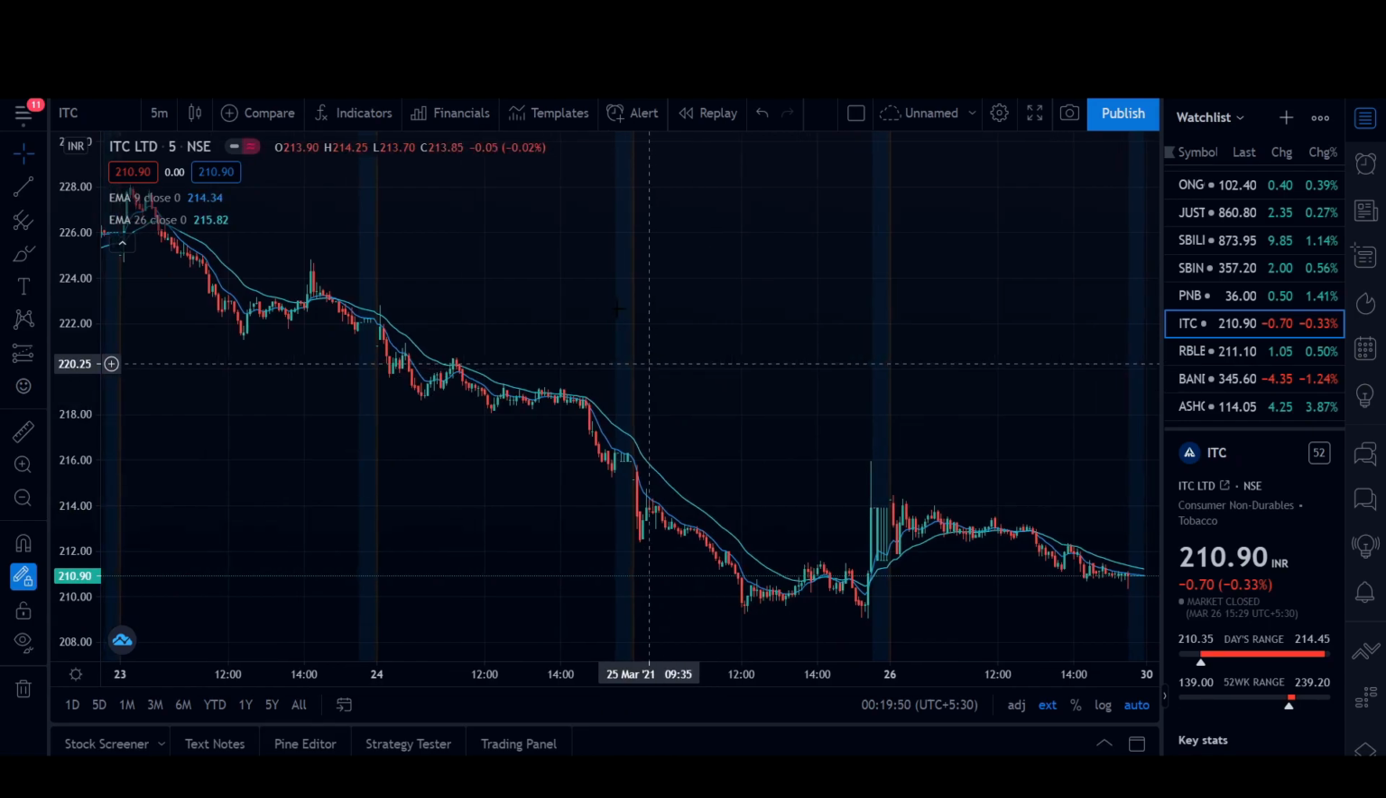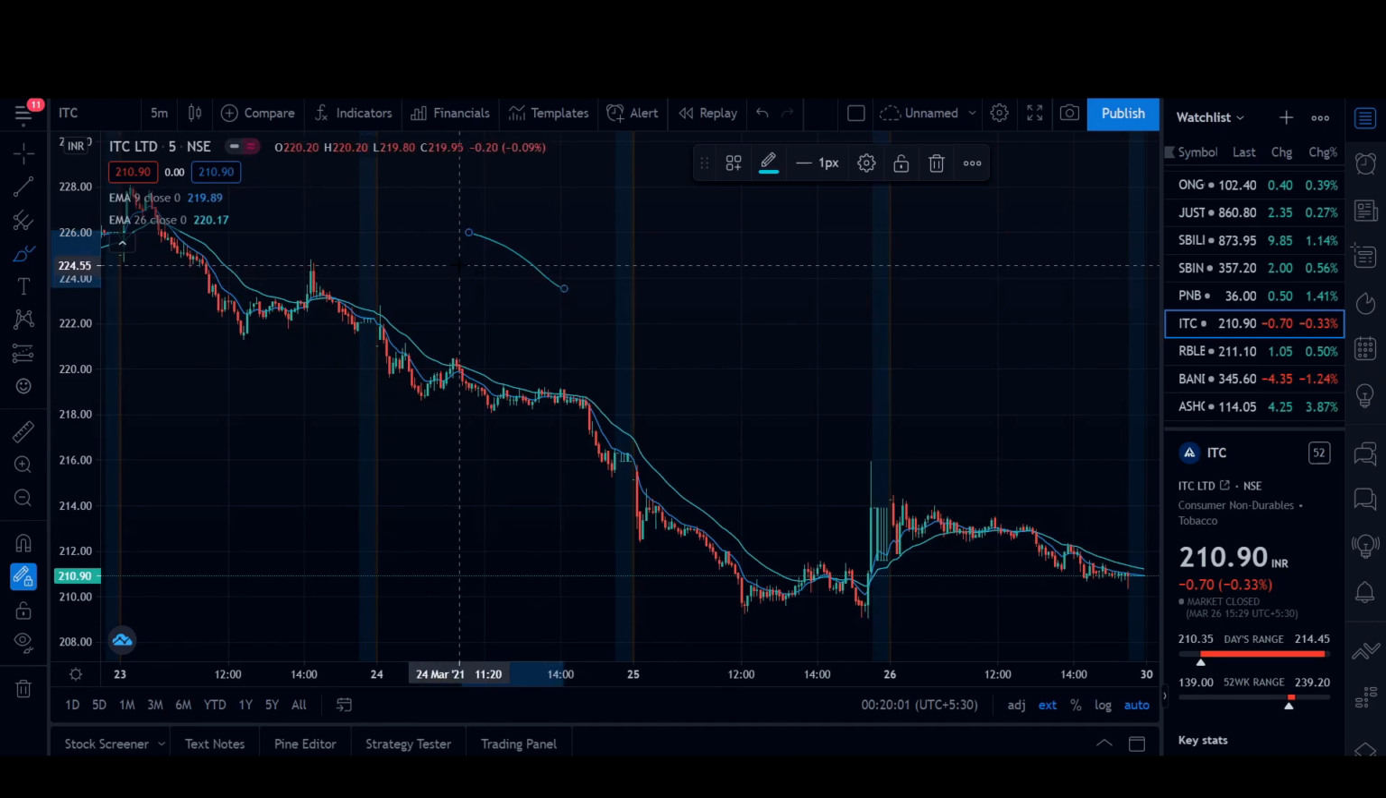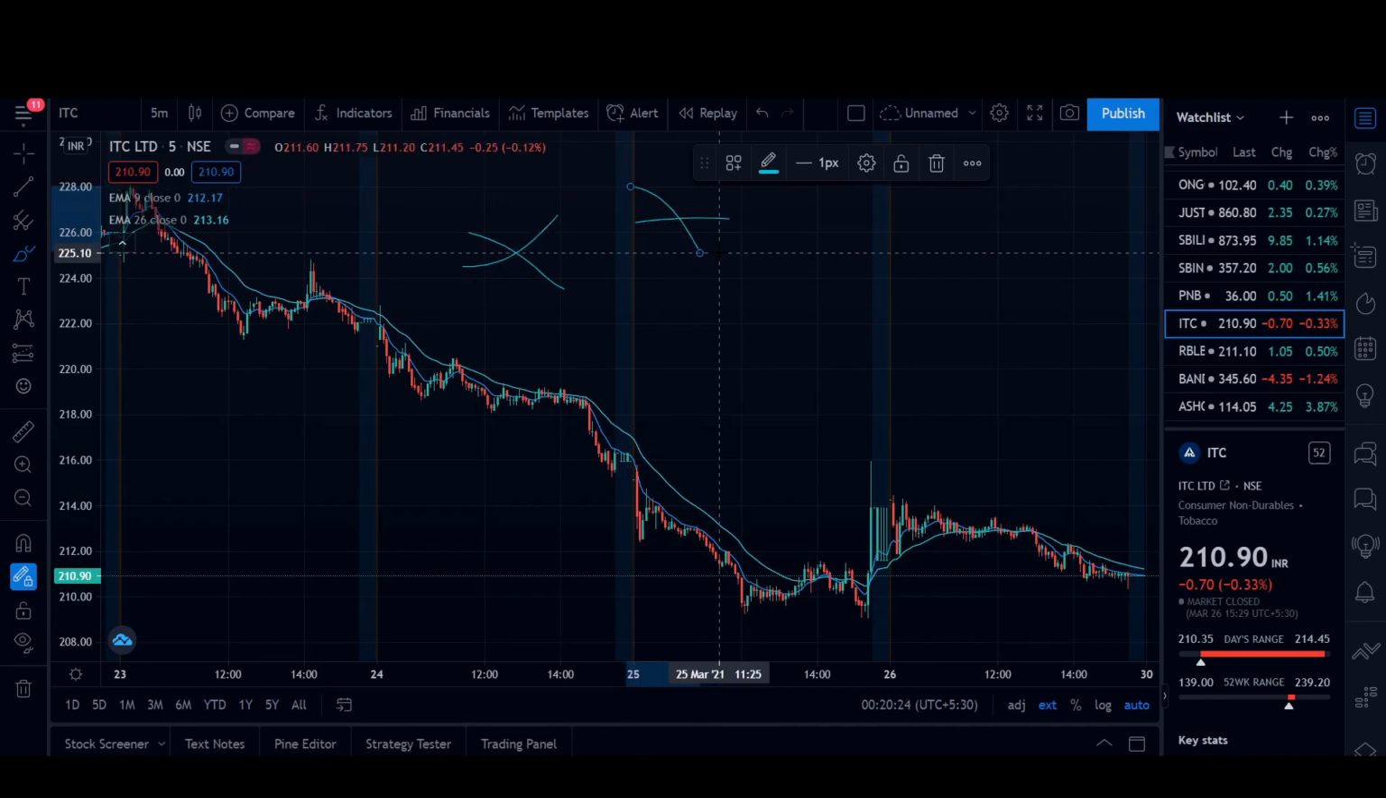So when the 9 EMA cuts the 26 EMA from underneath it, this is the 26 one and this is the 9 one, when it cuts it from underneath, it generates a buy signal here. And when the 9 EMA cuts the 26 EMA from above it, it generates a sell signal. All right, I'll show you with examples.